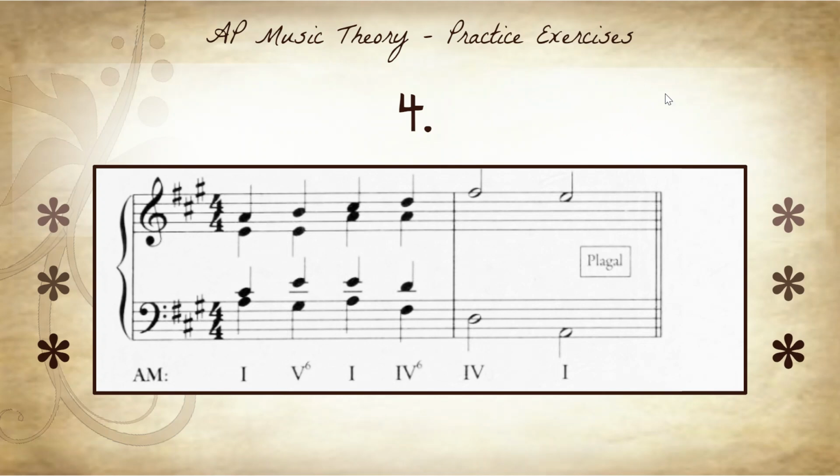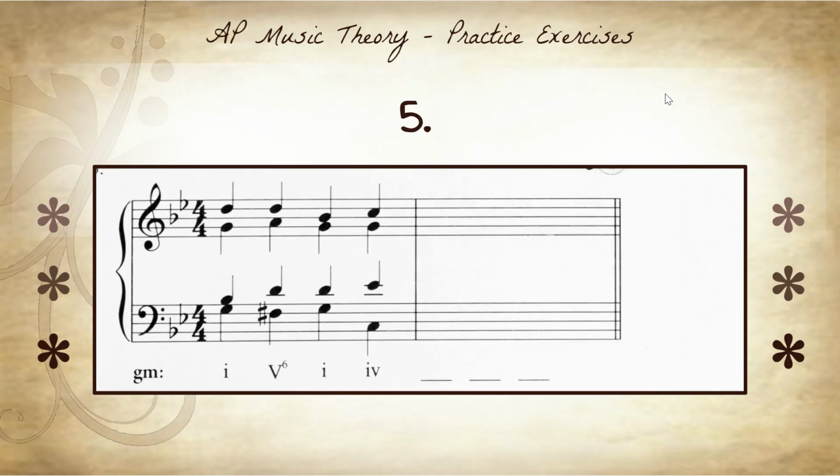Plagal cadence. Same type of exercise in minor. Prepare by considering what is necessary when notating cadences in minor mode and what type of cadence might occur in this mode. Notate only the bass, soprano, and Roman numeral chord symbols, including inversions. Let's listen to number 5.